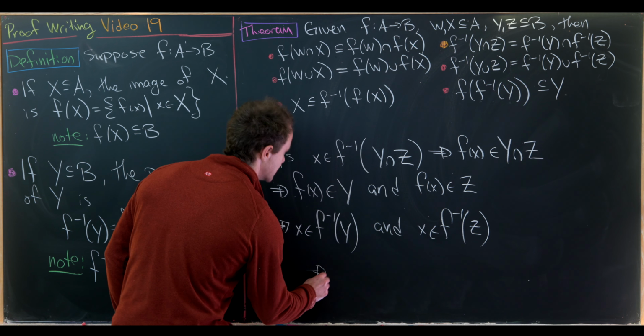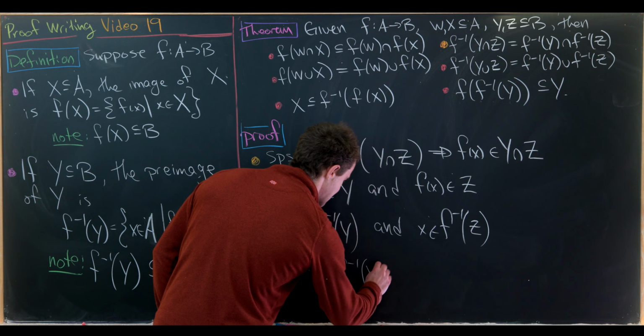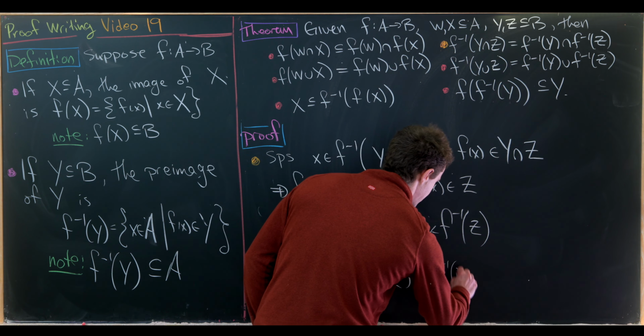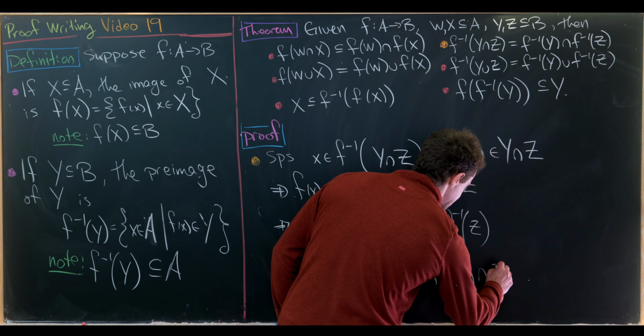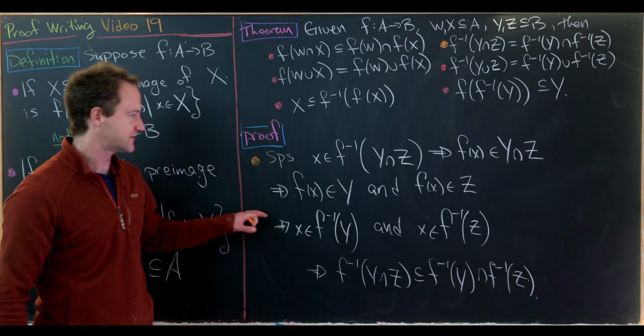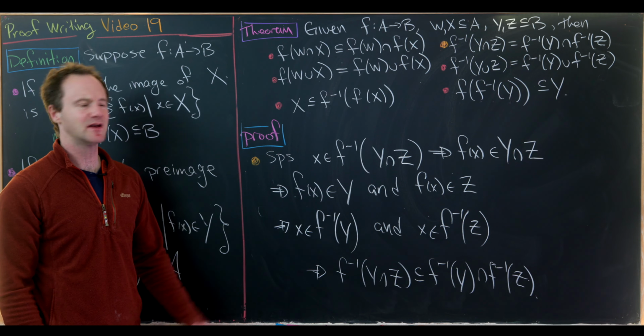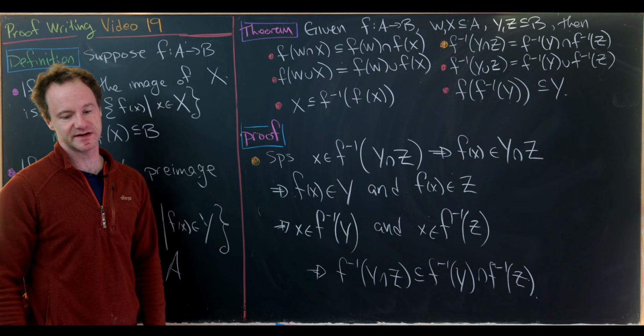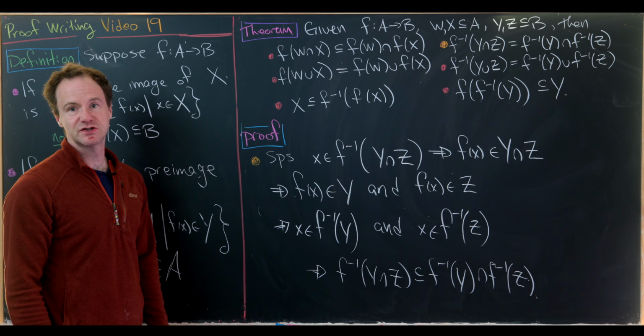So what have we shown so far? We've shown that the preimage of y intersect z is a subset of the preimage of y intersected with the preimage of z. And what's left is to show the other containment. But I'm actually going to leave that as an exercise because it goes very, very similarly. Okay, let's do one more.